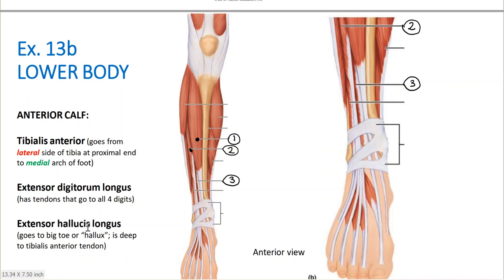Hallucis is hallux. Your thumb and your big toe are special digits. They have their own name. Your thumb is called pollex, and your big toe is called hallux. And so that's where that name comes from.